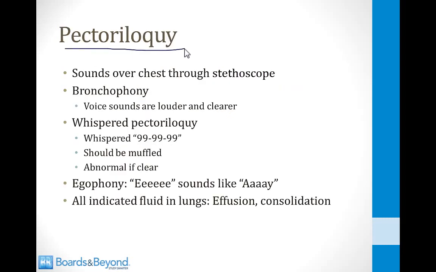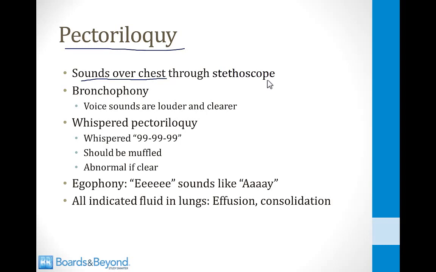Next, let's talk about pectoraliloquy. This literally means sounds heard through the chest, and it gets its name because when patients speak, you're not supposed to be able to hear what they say. It's supposed to come through the chest very muted. If it comes through loud and clear, then something is abnormal. So when we say pectoraliloquy, we usually mean that you can hear sounds over the chest through the stethoscope.